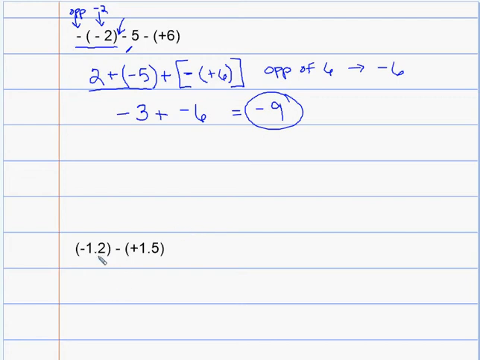Okay, now down here we have negative 1 and 2 tenths, negative 1.2 minus a positive 1.5. Okay, so again, we need to bracket this off and put a plus sign in here. So we're going to do negative 1.2 plus, what is the opposite of a positive 1.5? It's going to be a negative 1.5. So I'm adding the same sign, so I just combine the absolute values, 2.7, and I keep the sign.